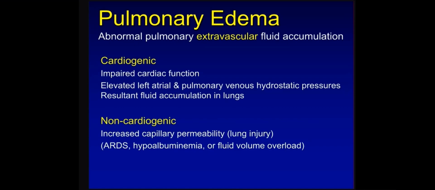And we can divide it into cardiogenic or non-cardiogenic pulmonary edema. Obviously, cardiogenic relates to patients who have cardiac dysfunction with elevation of the venous hydrostatic pressures in their left atrium and pulmonary venous system. And of course, the result will be fluid accumulation in the lungs. Again, it may be in the interstitium, it may go into the air spaces, it may be in both, and you may recognize findings that reflect those anatomic locations. Non-cardiogenic pulmonary edema is found in patients who have lung injury and increased capillary permeability. It might be a patient with ARDS or low albumin. It may be someone in fluid overload.